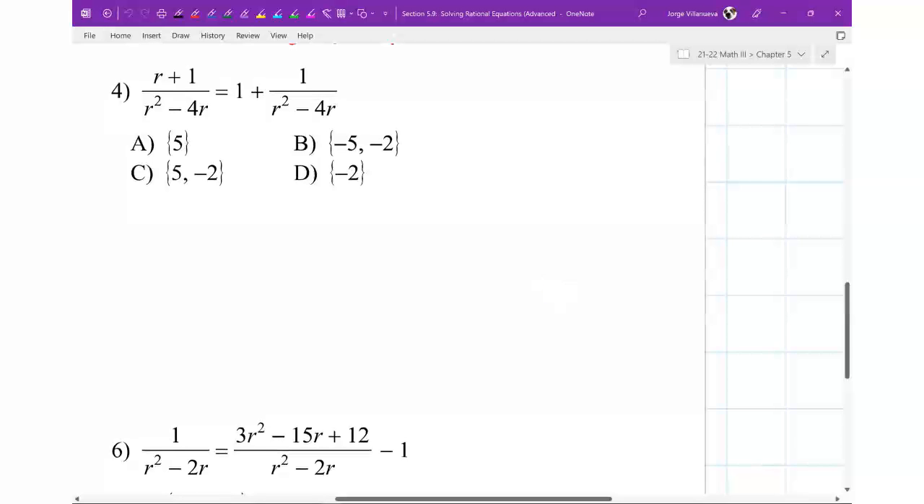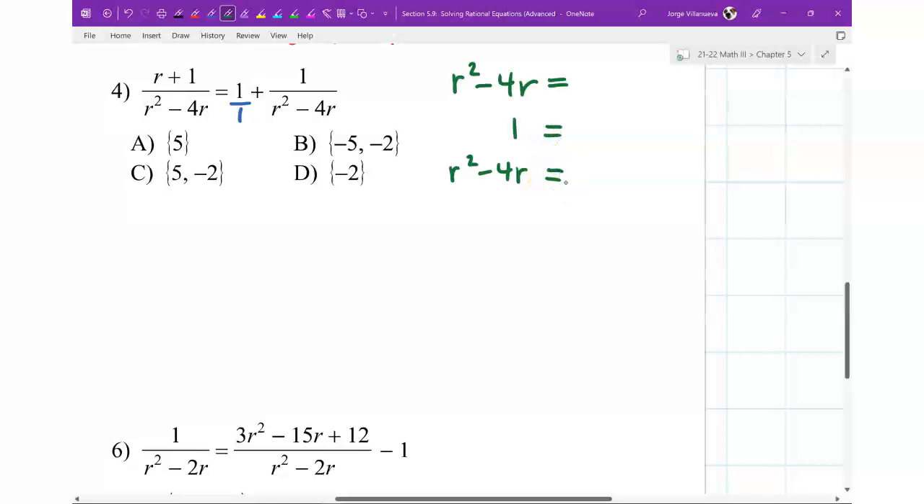Now notice, for this problem, there is an over 1, okay? That 1 over 1. I know it doesn't have a denominator, so you can always write a 1, okay? So, let's write down all of my denominators. R squared minus 4r, a 1, and an r squared minus 4r.